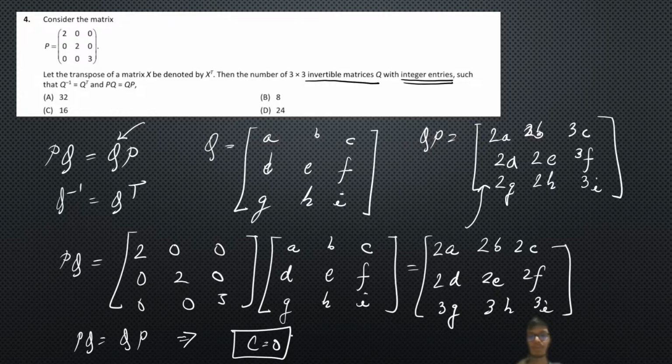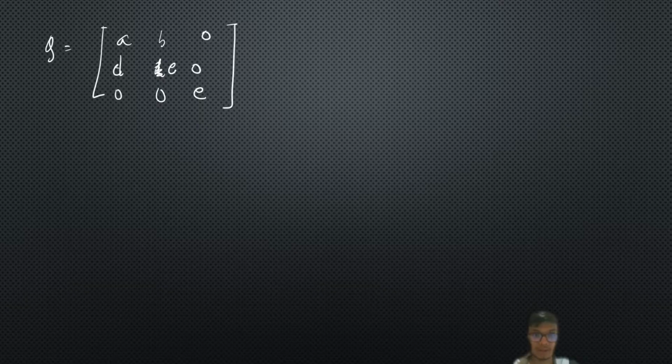Because the only integer possible for this result to be equal is C equal to 0, and then F is also equal to 0, then H is also equal to 0, and then G is also equal to 0. Therefore we will have our Q matrix as A, B, 0, C, D, 0, and then 0, 0, E. Sorry, this is D and this should be E.